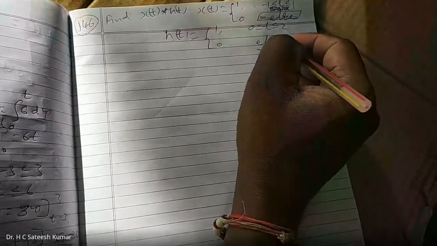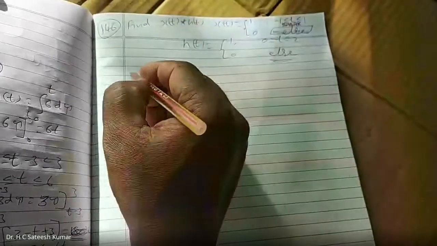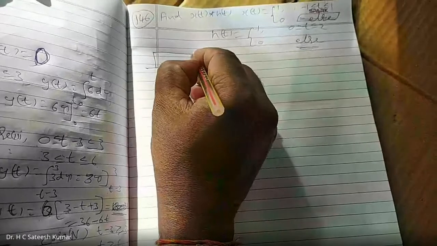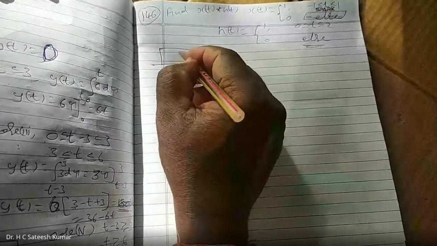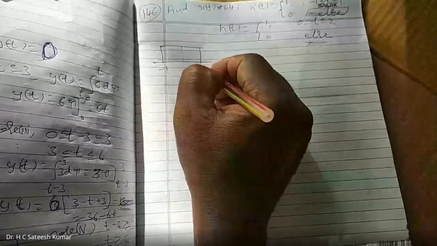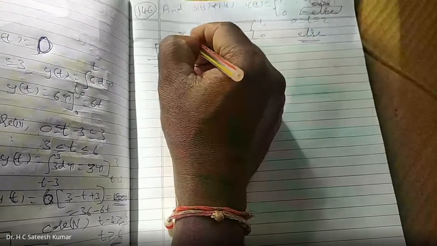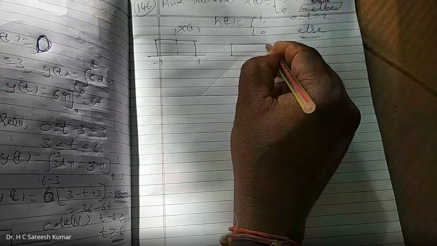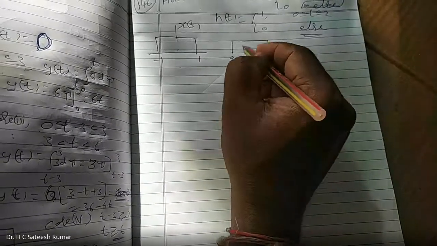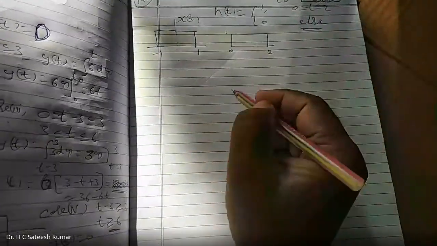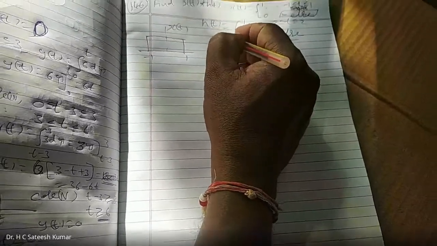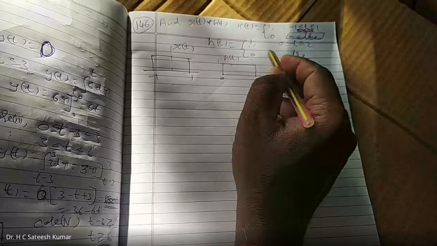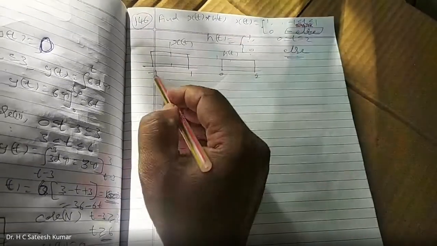So how to do this kind of problem? First I'll sketch it. X of t is from where to where? From -1 to +1, this is your x of t. H of t is from 0 to 2, and this is your h of t. From 0 to 2, its value is 1. For x of t, from minus 1 to plus 1, its value is 1.